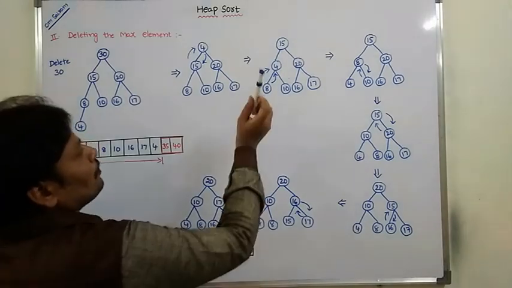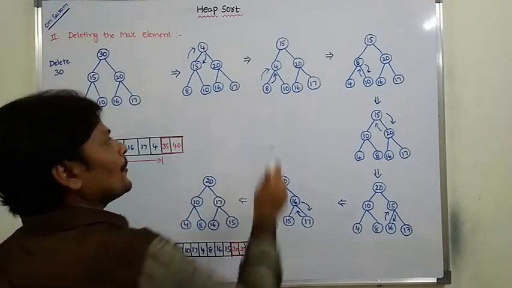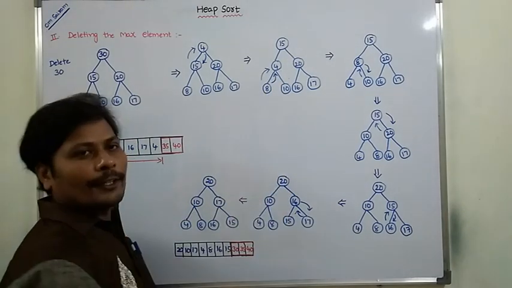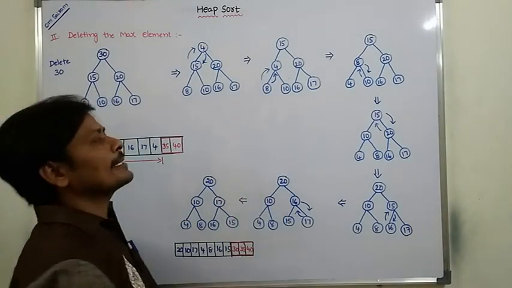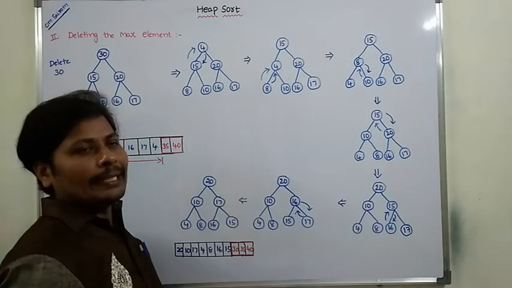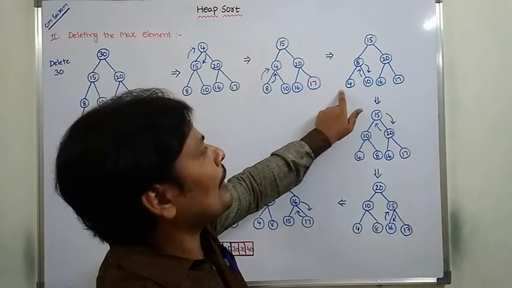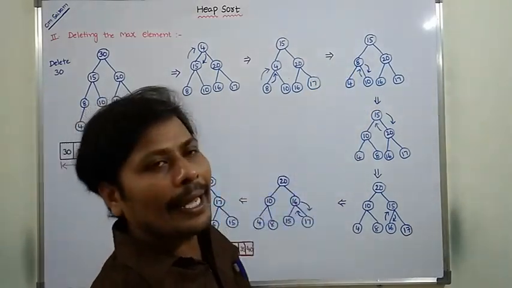Now 8 and 10 have the parent 4. So 4 is greater than 8? That is false. It does not satisfy the maximum heap property. Then swapping can be done. So after swapping, we are getting this one. 4 and 10 have the parent 8.